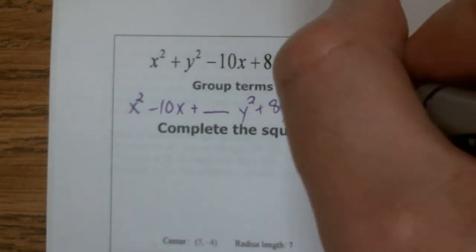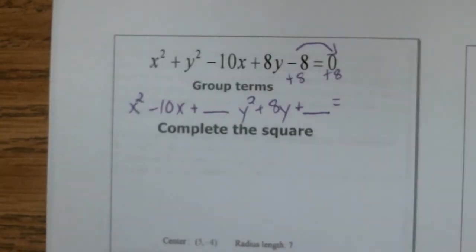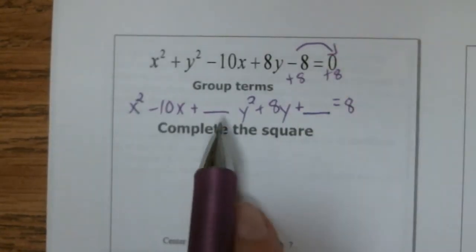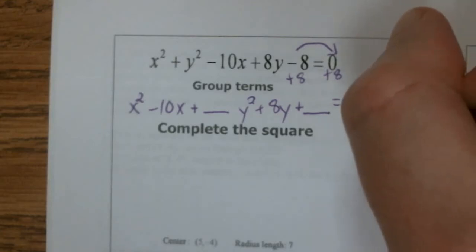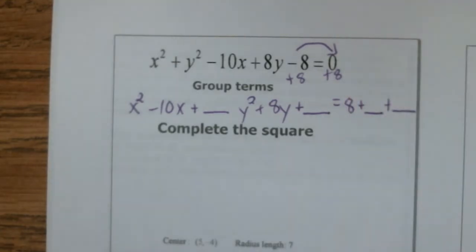Then we have to move the 8 to the other side of the equation, so that's going to be equal to 8. But remember, if I add two things to the left side of the equation, I have to add two things to the right side too. So now I'm going to have a plus blank and then another plus blank.